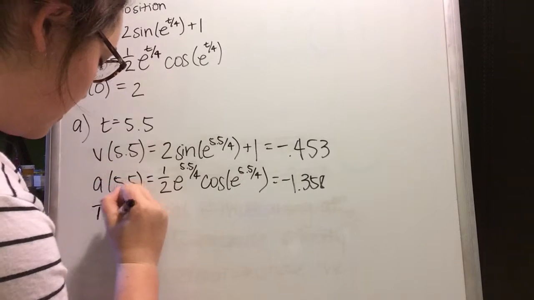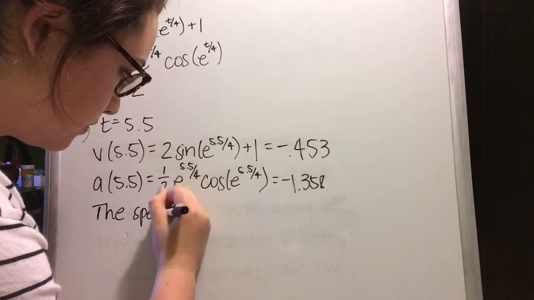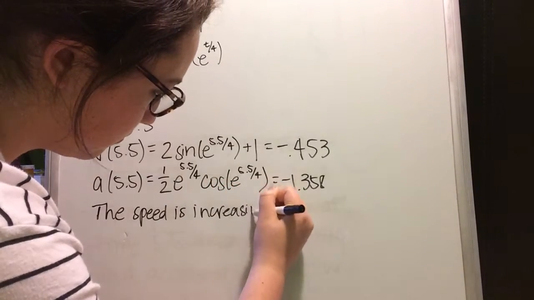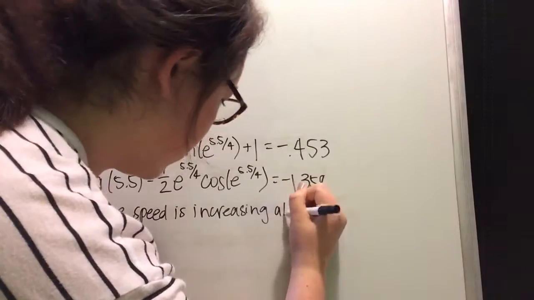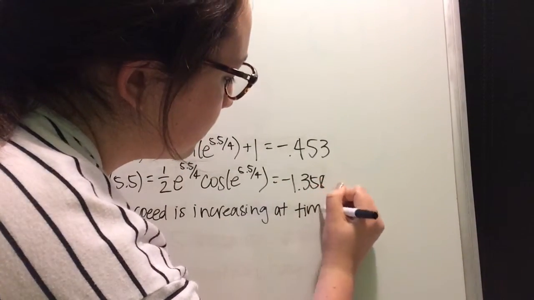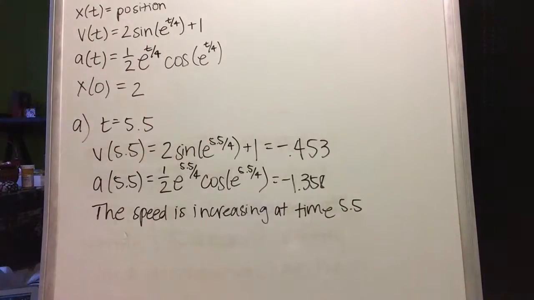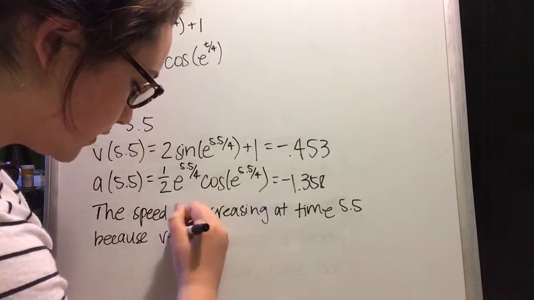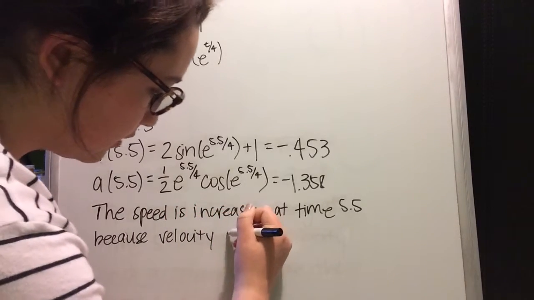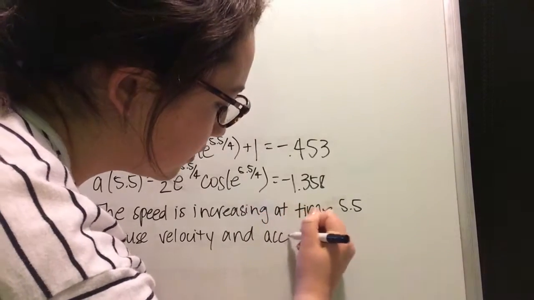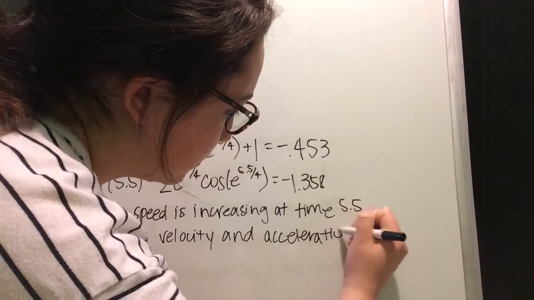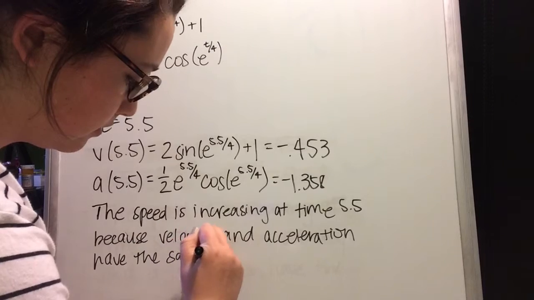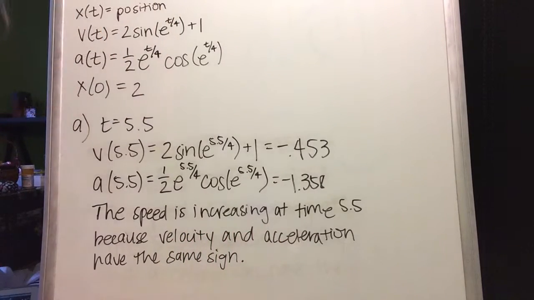So just written out: the speed is increasing at time 5.5 because velocity and acceleration have the same sign. So that is part A.